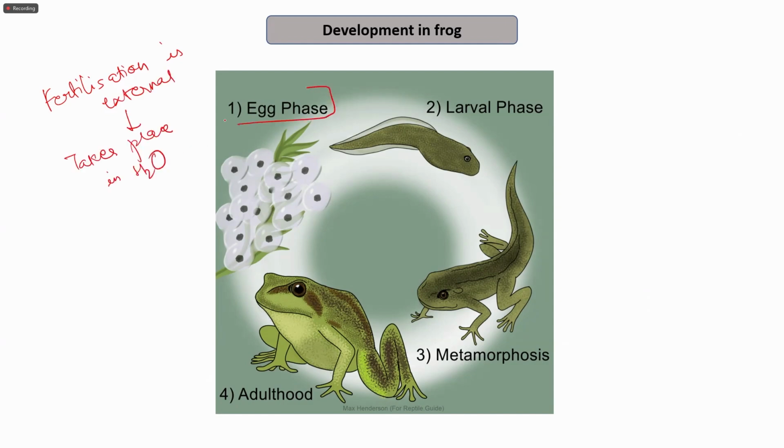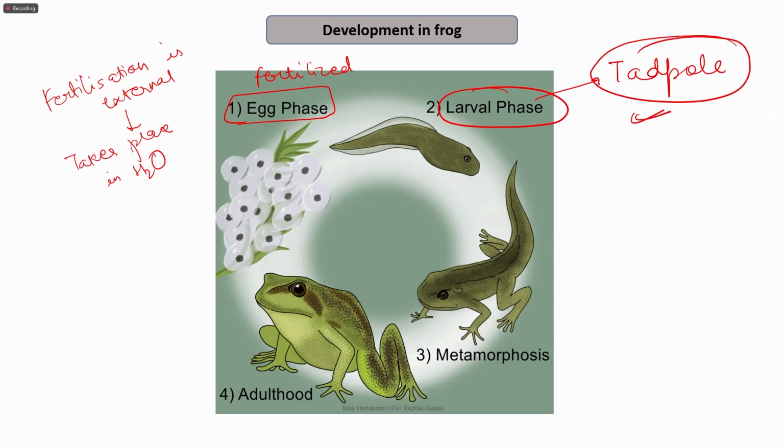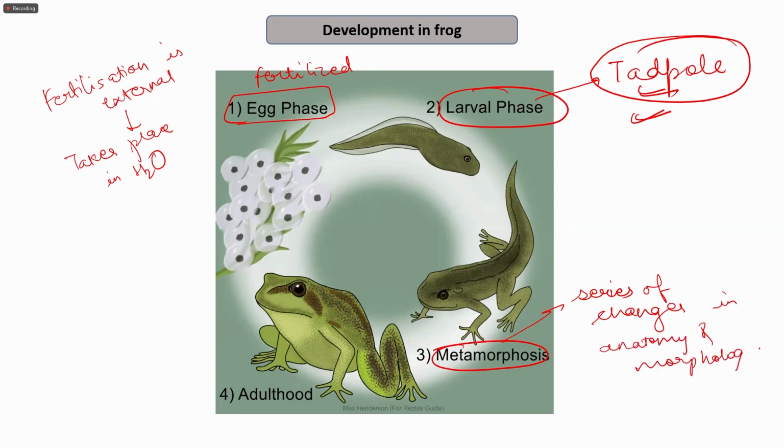So this is the egg phase. These are the fertilized eggs. These fertilized eggs develop into the larva. The larva of frog is known as the tadpole. This may be asked. This seems easy, but this may be asked that the larva of frog is called the tadpole, and it undergoes metamorphosis, that is a series of changes in the structure, in anatomy and morphology, resulting in the development into a complete adult frog. So this is the development in the frog, and this is how the cycle continues.